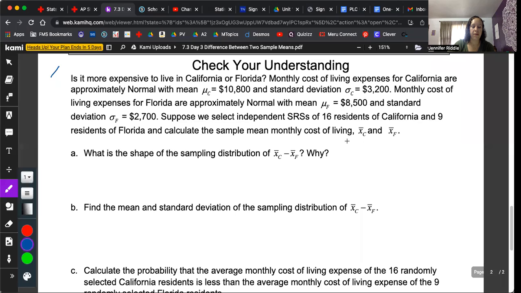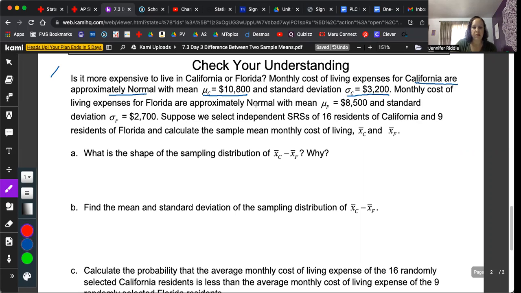All right, let's go over today's check your understanding. It says, is it more expensive to live in California or Florida? Monthly cost of living expenses for California are approximately normal with a mean of $10,800 and a standard deviation of $3,200.